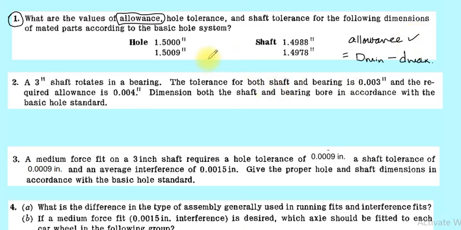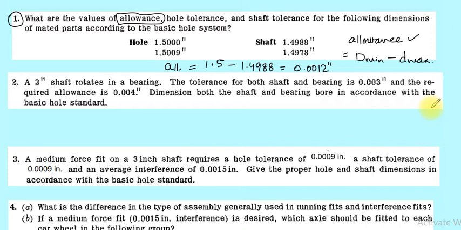So in this example, this problem, we have the allowance as 1.5 minus d maximum, 1.4988. This is actually your allowance, and the answer comes out to be 0.0012 inches. That is all that is needed in this problem.